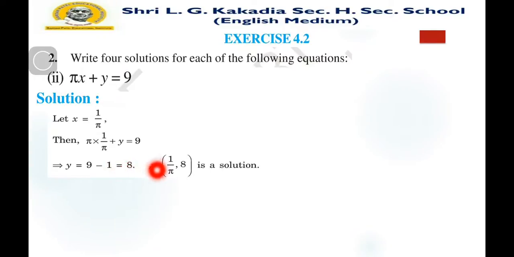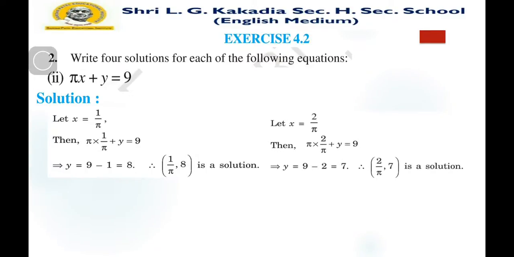So the solution of the given linear equation is 1 by pi comma 8. As well, we take 2 by pi. Then pi will be cancelled, so we get 2 plus y is equal to 9. Then we can find the value of y is equal to 9 minus 2, that is 7. 2 by pi comma 7 is a solution of the given linear equation.